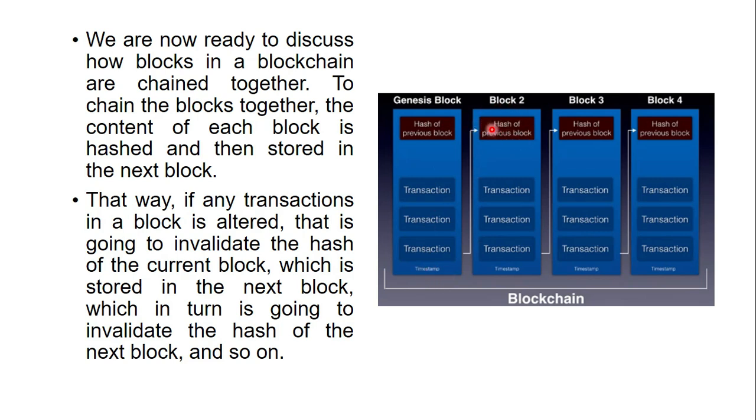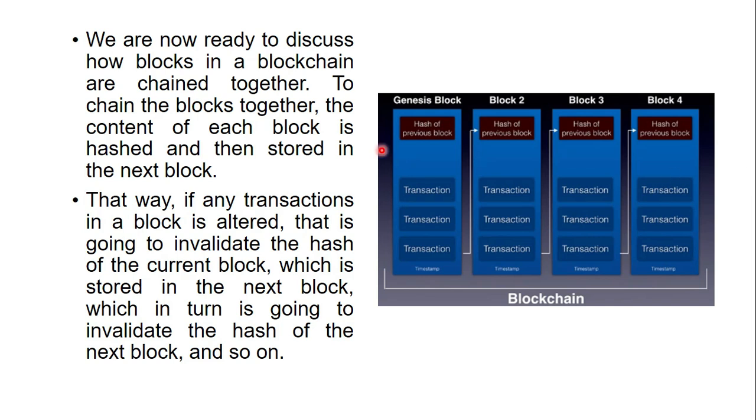So this contains the hash of the genesis block, and then the transactions of this block, and then the timestamp, further including the hash of the previous block and the transactions of the current block. It will create a hash of this block, block number 2. That hash will be stored in block number 3, and the further transactions will be stored in block 3. In a similar way it continues.